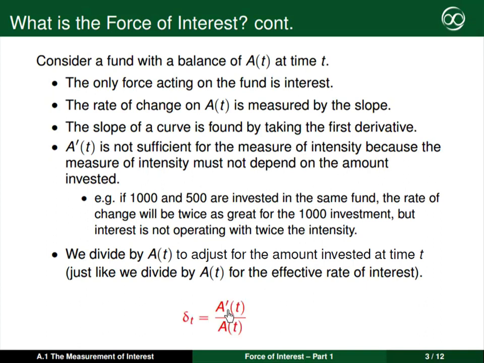The force of interest is the first derivative of the amount function at time t divided by the amount invested at time t. And if you write this in terms of the accumulation function, you'll have a k in both the numerator and the denominator, so you can also write this as the derivative of the accumulation function at time t divided by the accumulation function at time t. So that's it. That is the force of interest. Key things: it's a measure of the intensity at an exact moment of time, and it's the first derivative divided by the amount invested at time t.